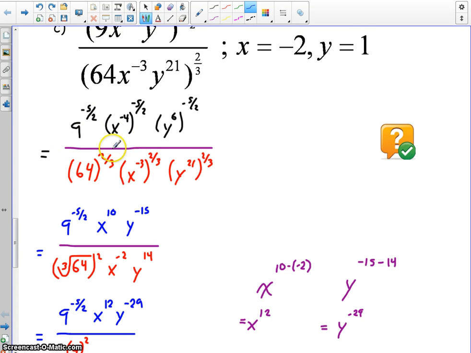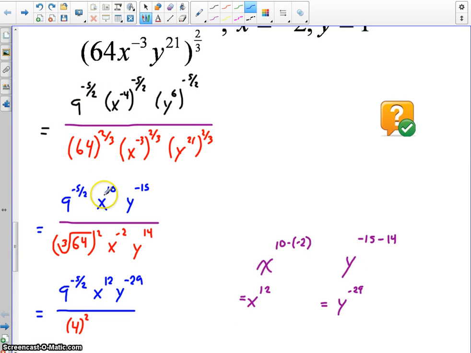So whenever I could do power of a power, I could. So for the numerator here, I have negative 4 times negative 5 halves gives me positive 10. For the y in the numerator, I have 6 times negative 5 halves to give me negative 15. In the denominator, I rewrote 64 to the 2/3 as the cube root of 64 all squared, so I could simplify it later. And then for my x's, negative 3 times 2/3 is negative 2. And for the y's, 21 times 2/3 is 14.